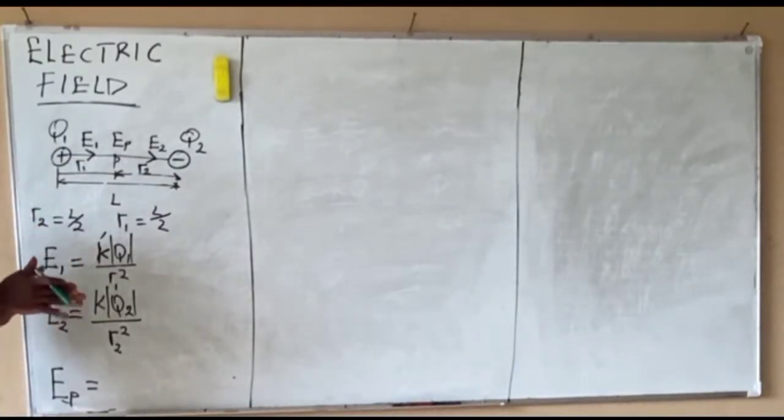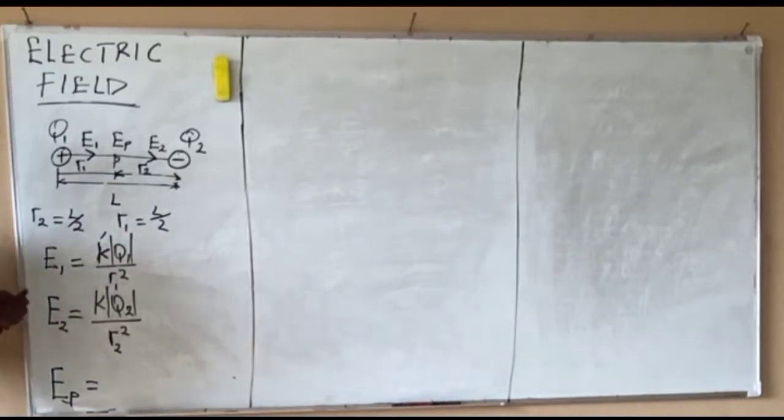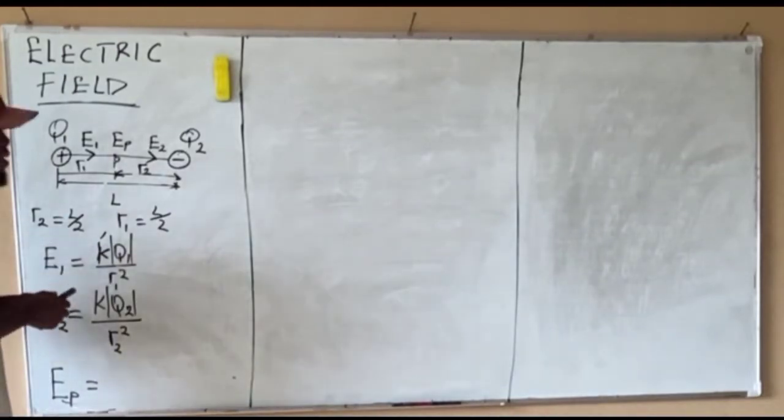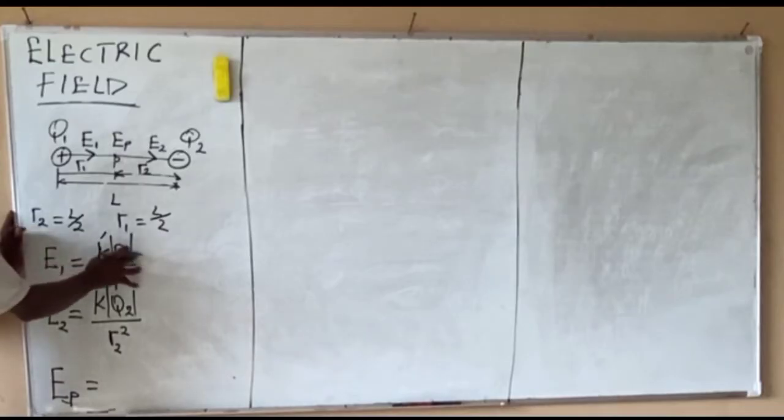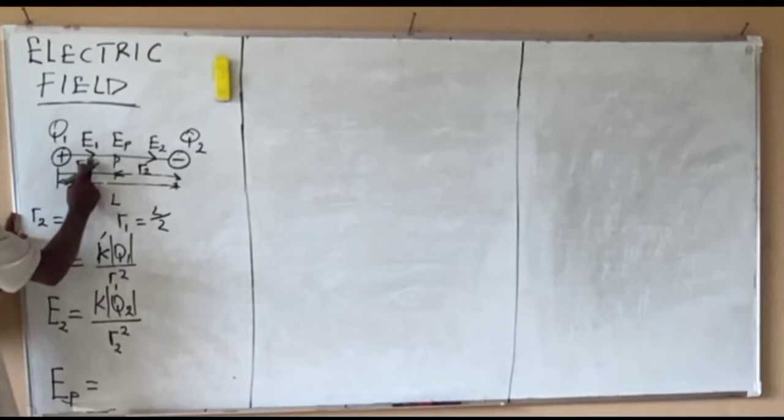You just take the magnitude. Only take note of that. It's very, very important. Then, after you have obtained the magnitude of this field, you will now take note of the direction. Now, look at this direction.